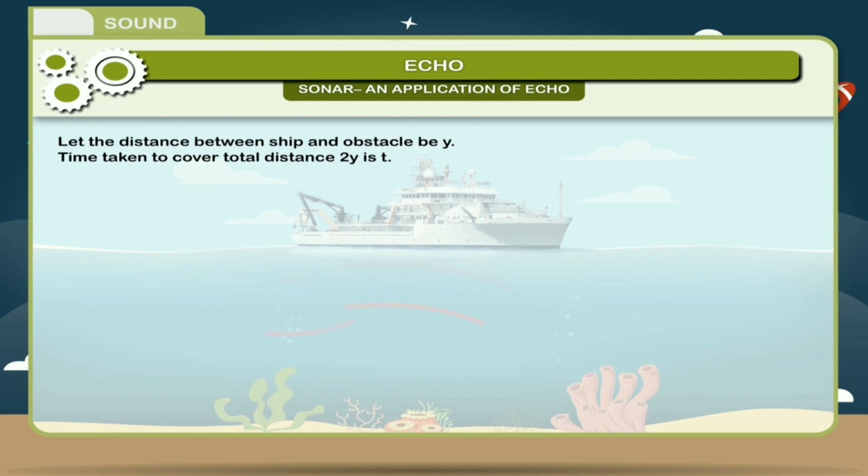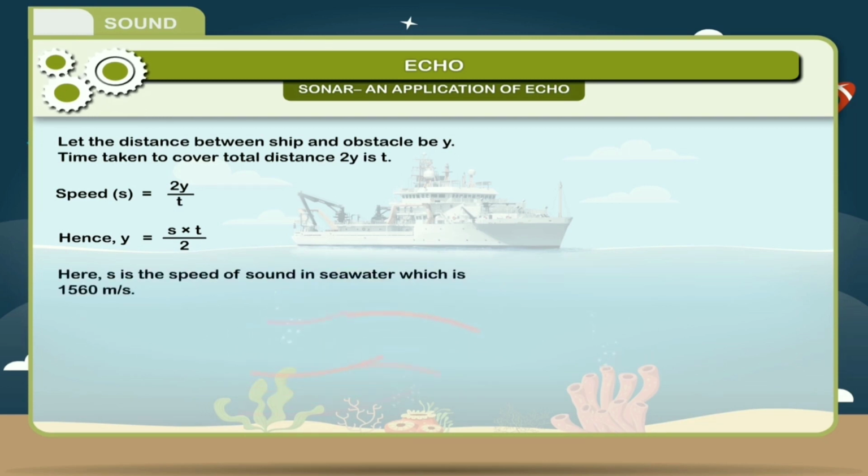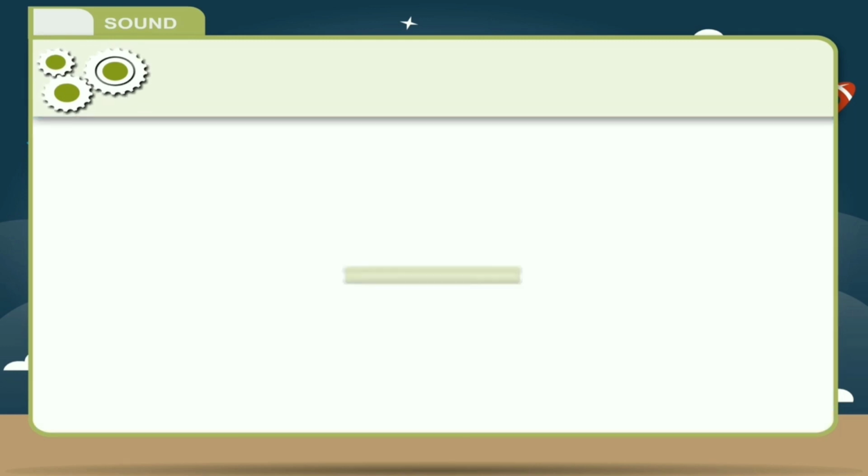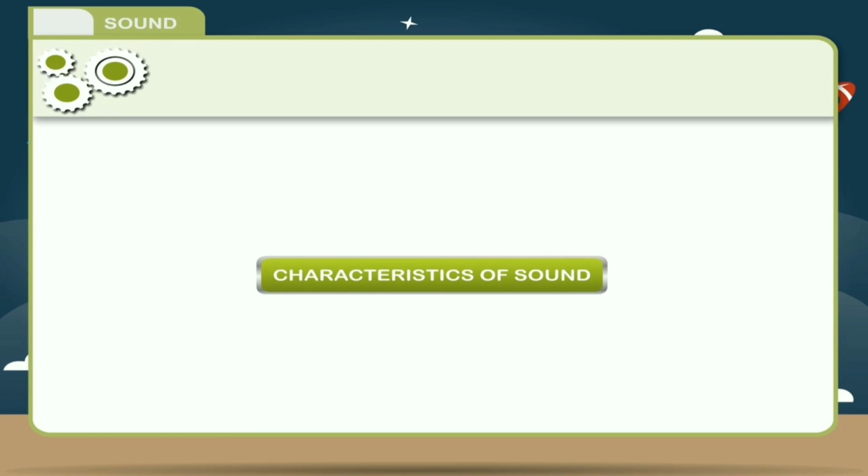Let the distance between ship and obstacle be y. Time taken to cover total distance 2y is t. Speed, you know what is the formula? Speed is distance upon time. So here distance is 2y upon t. Hence y is equal to s into t by 2 by cross multiplying. Here s is the speed of sound in seawater, which is 1560 meter per second. I hope it's clear.